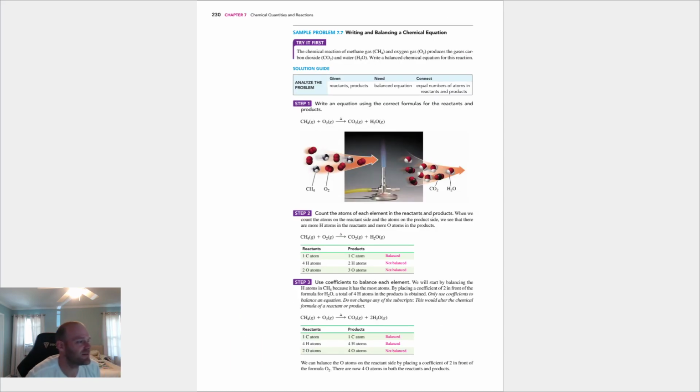Alright, balancing chemical equations. So this is what we've been doing. I did it with the hydrogen here. Let me get it back up and we'll do some more. That's not difficult enough. Let's do one a little harder. So sample problem 7.8.